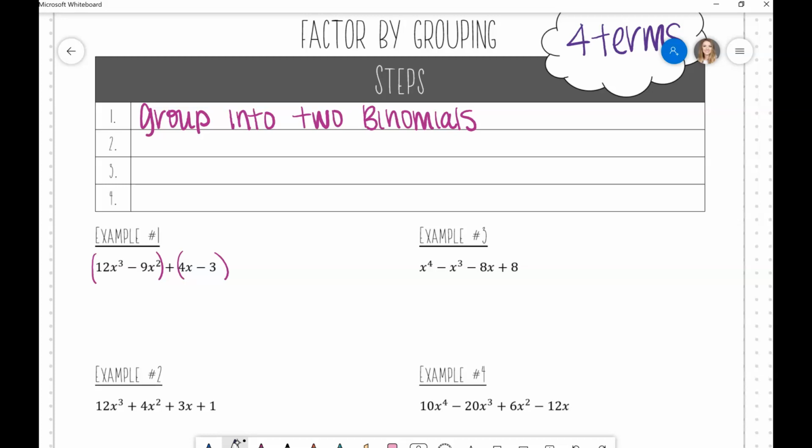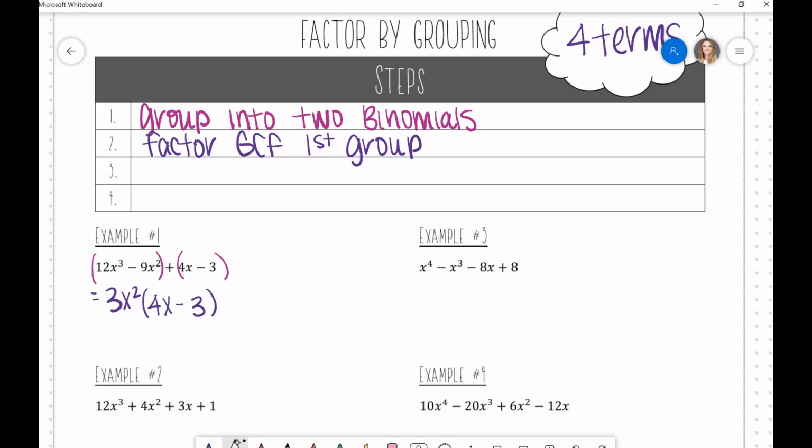From here, you're going to look at each of those groups and right away factor the GCF out of group 1. So in this case, between a 12x cubed and a negative 9x squared, we can take out a 3x squared. And what I'm left with is a 4x minus 3.